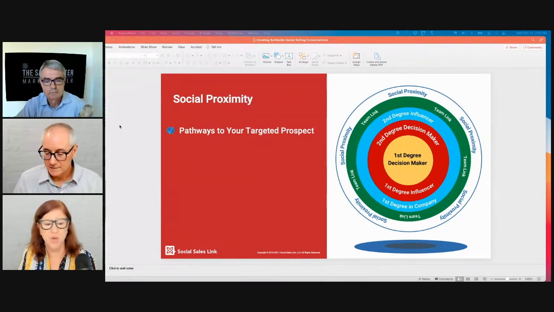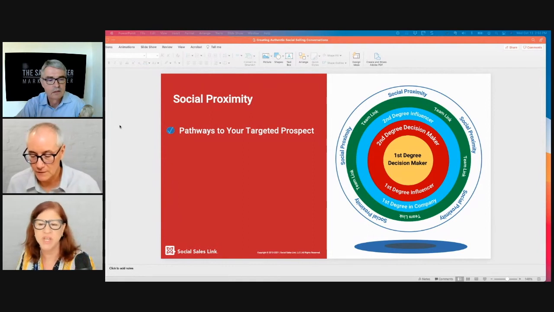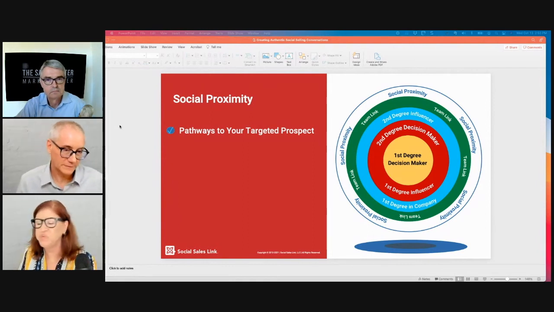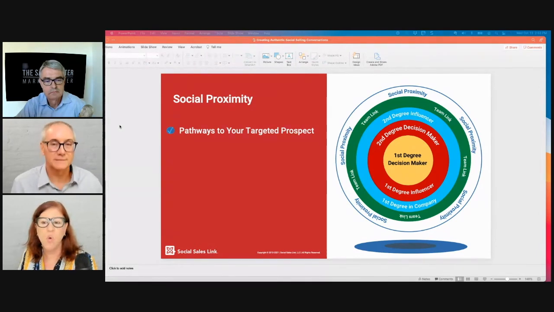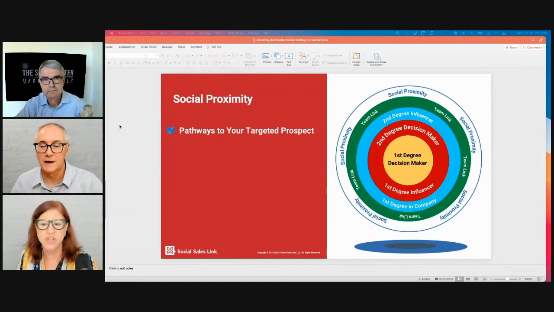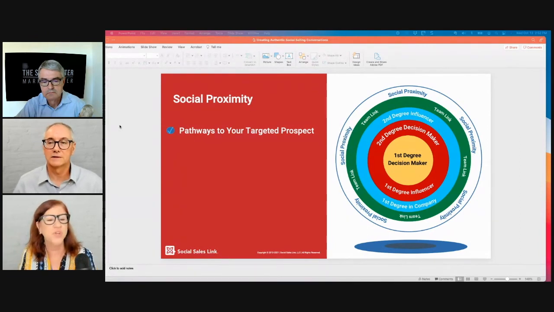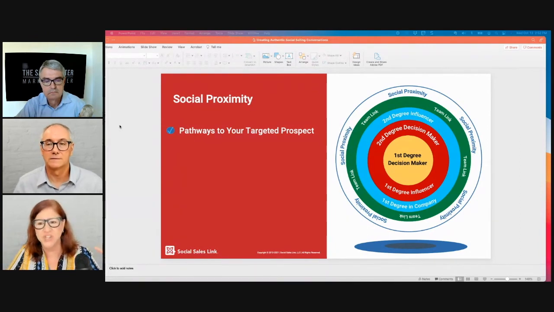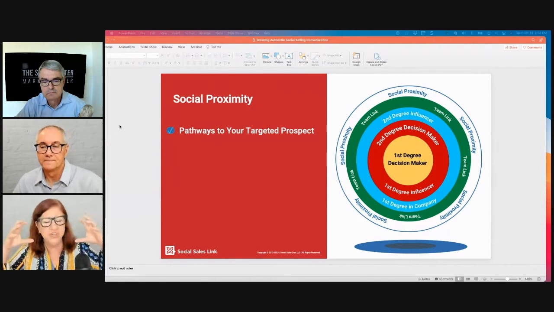So now that we know what our content is, we know what we're going to do. We need to leverage social proximity. Who are we connected to? We're going to do a search. Who are we connected to that's a first degree decision maker, or a second degree? So someone I know, maybe Mark knows, he's a second degree to a decision maker or to an influencer. Or if you've got Sales Navigator, who in your company can connect you. That's this pathways to targeted prospects.